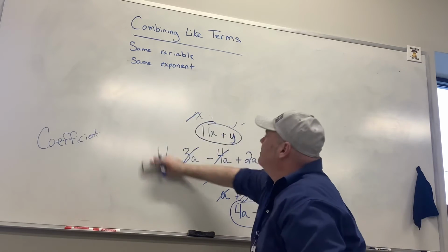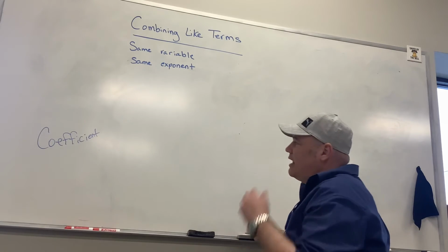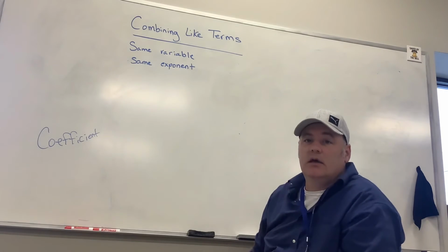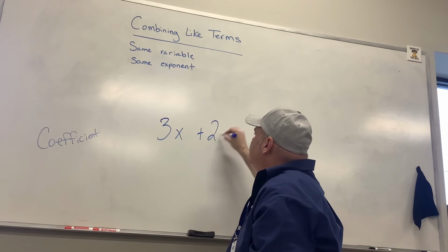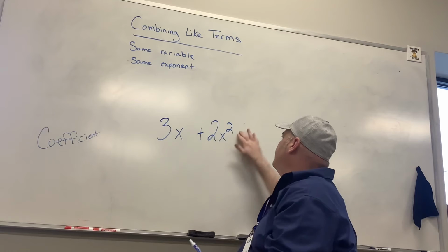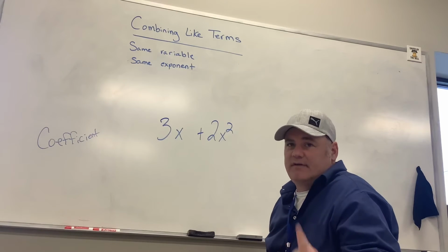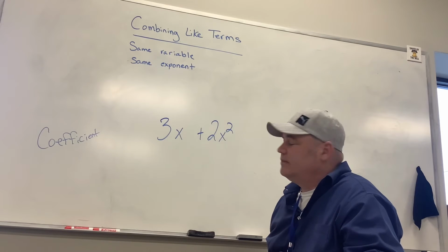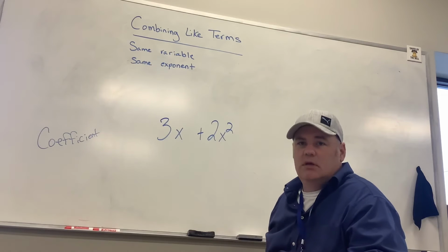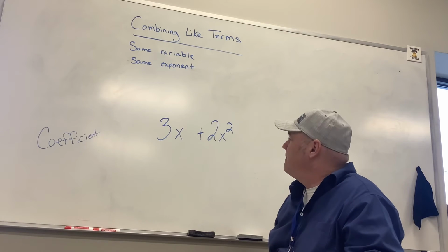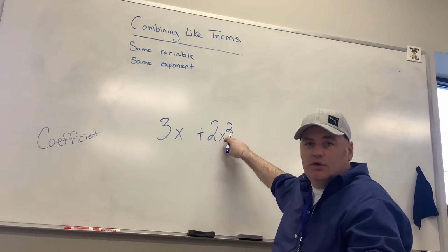It's got to be the same letter. What happens if it's got a different exponent? Okay, so here's what this is talking about. Let's say I have 3x plus 2x squared. Now, first off, for them to be like terms, they have to have the same variable and they have to have the same exponent. So I look at this and I say, well, it's the same letter. X is the same letter, but they have different exponents. This one has an exponent of 2.